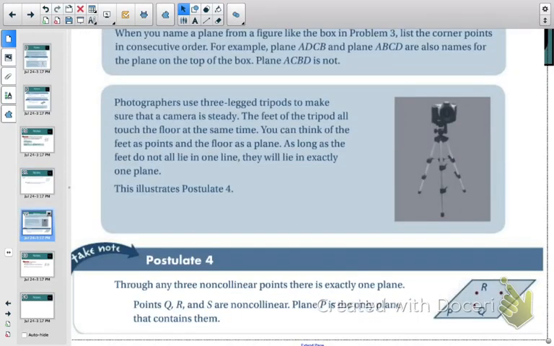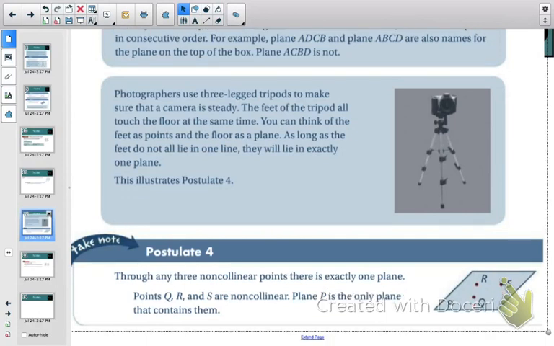Okay, photographers use three-legged tripods to make sure the camera is steady. The feet of the tripod all touch the floor at the same time. You can think of the feet as points and the floor as a plane. As long as the feet do not lie in one line, they will lie on exactly one plane. Because if all 3 of your legs of the tripod are just in one line, it's going to tip over, so it's not steady. So it's got to have that triangular base to form a plane and remain steady.